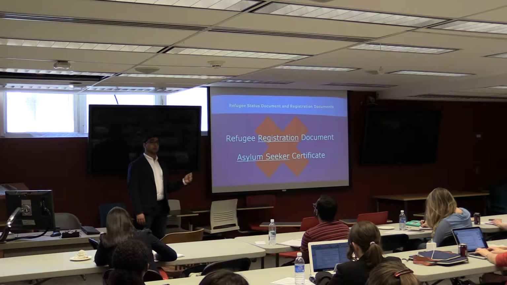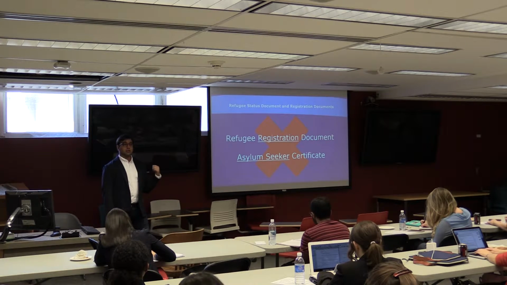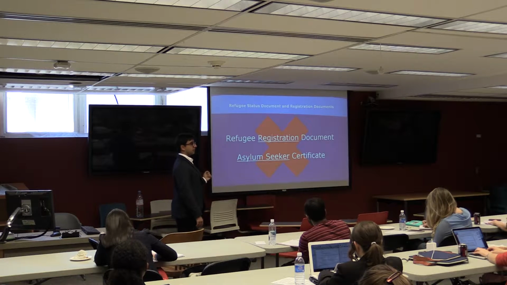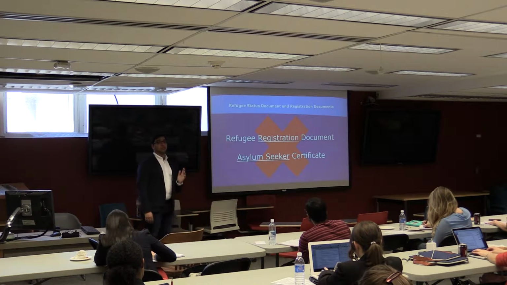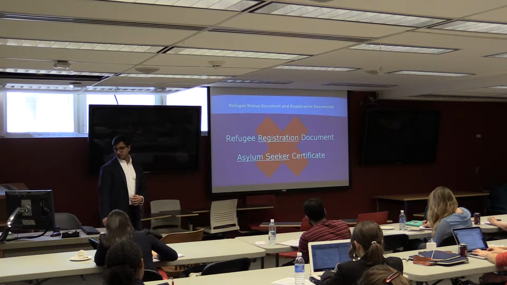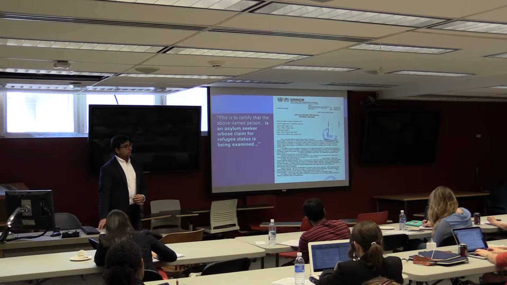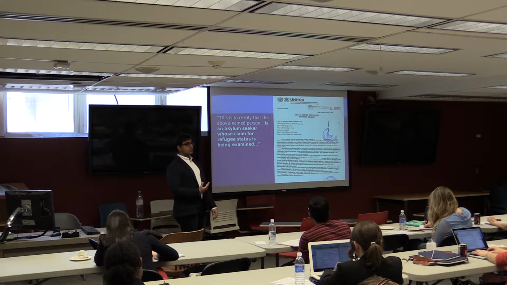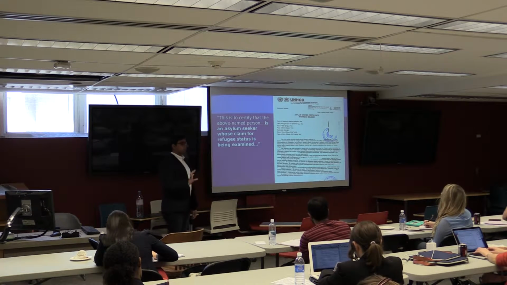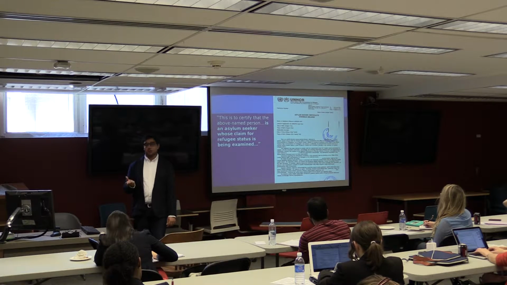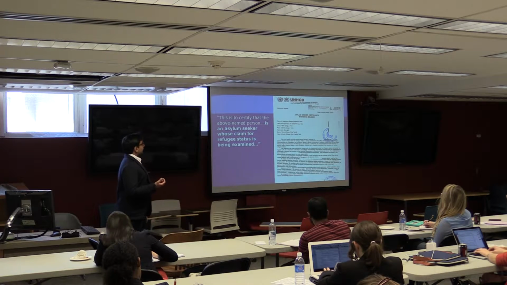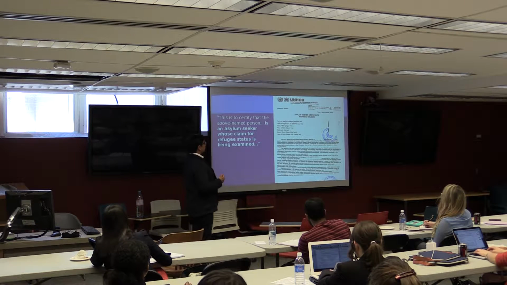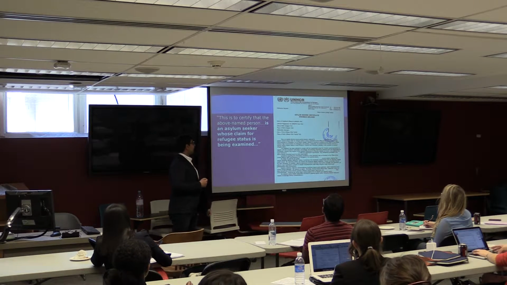As I mentioned earlier, all it shows is that that person's claim for refugee status is pending and they haven't gone through the refugee status determination process. So we're now going to look at some examples of refugee status documents and also asylum seeker certificates and registration documents. So this one is from the UNHCR office in Ankara, Turkey.